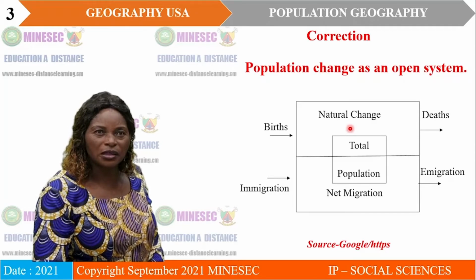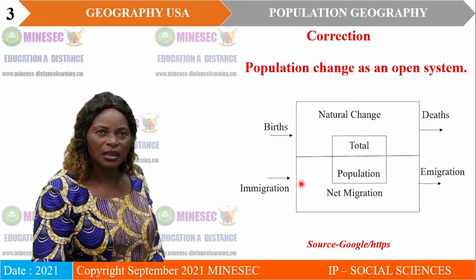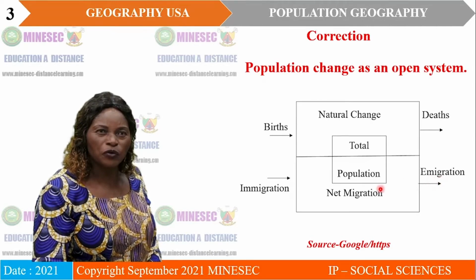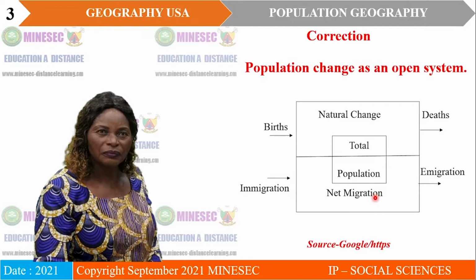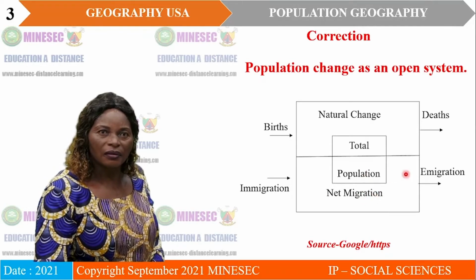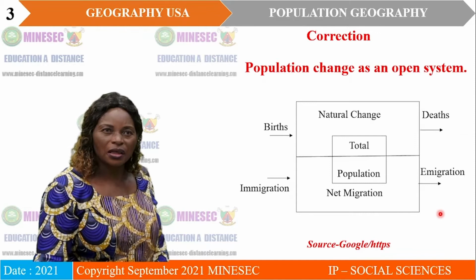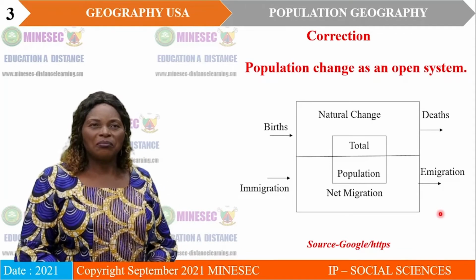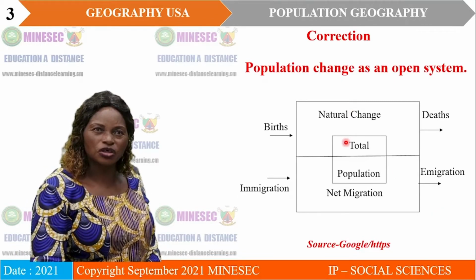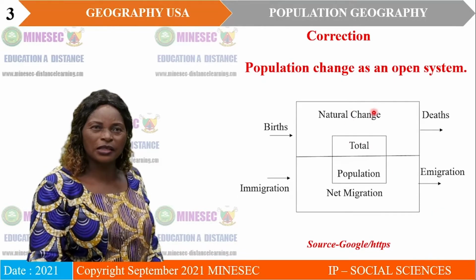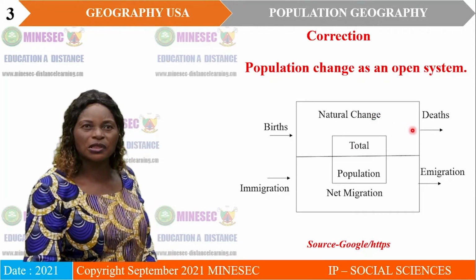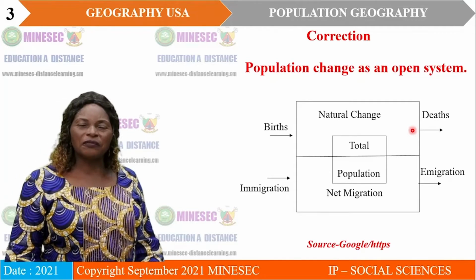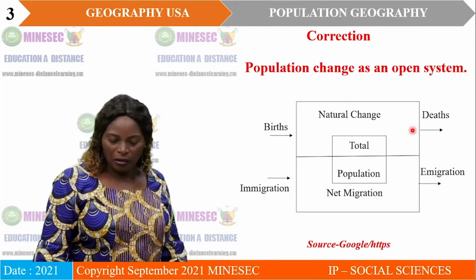On the other hand, immigration and emigration will also operate to give you net migration. In other words, immigration minus emigration equals net migration. Natural change can be positive or negative. Natural change is positive when births are more than deaths, and negative when deaths are more than births.